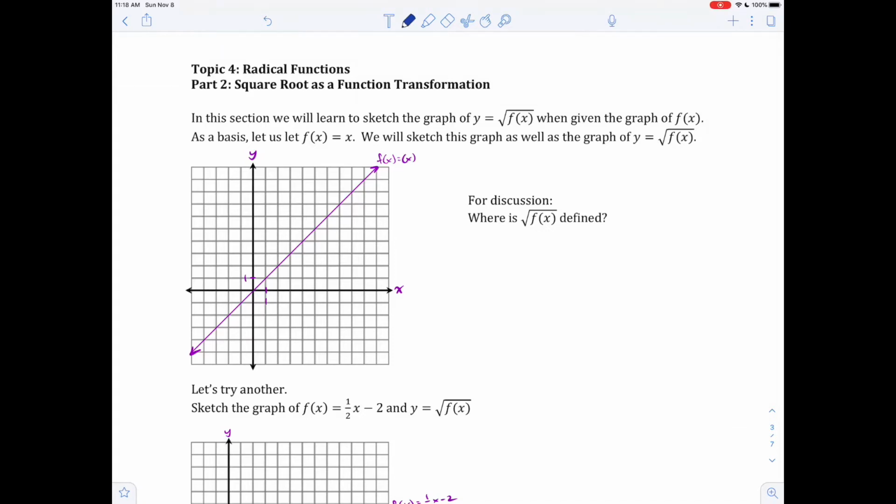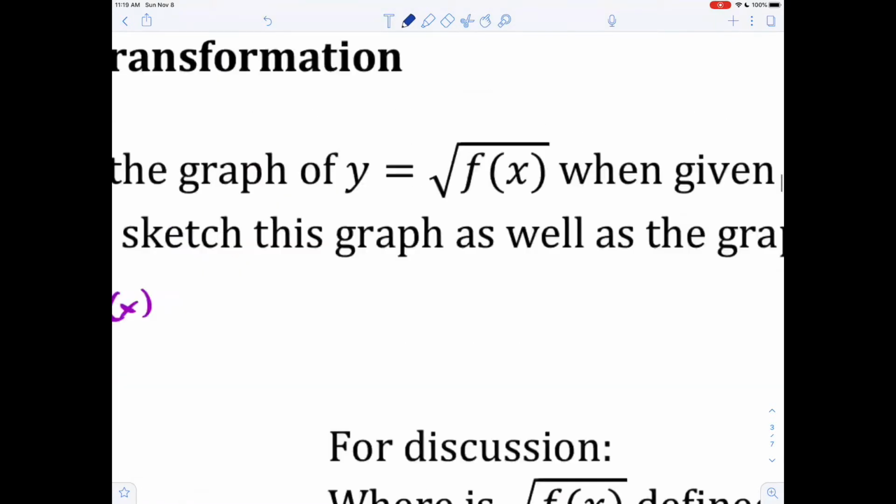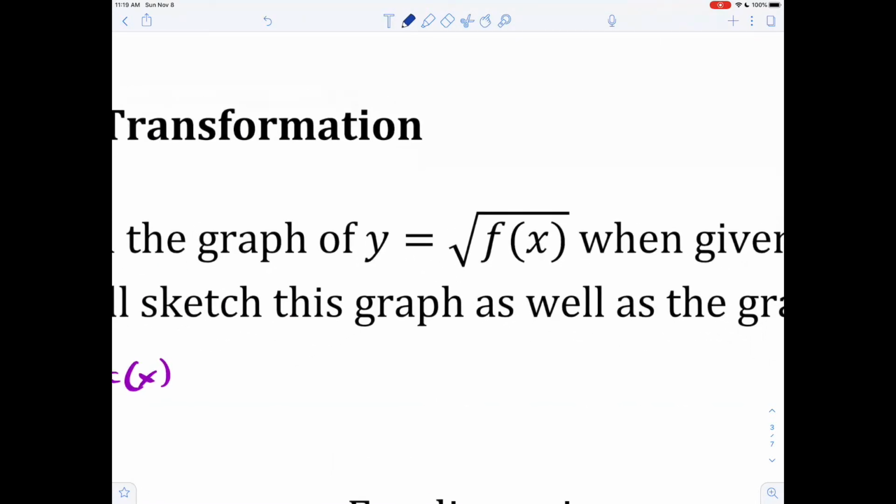And welcome back to topic 4, radical functions. Today we are looking at the square root as a function transformation. When we look at something like that, we'll be given a graph of f of x, or perhaps an expression that is equal to f of x, and we'll be involving a square root of f of x somewhere. Worth noting is that that square root is outside of these functional brackets.